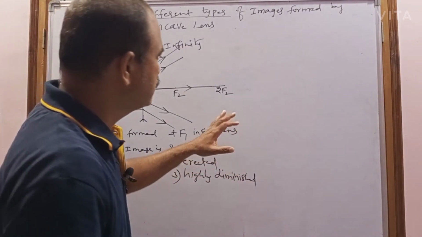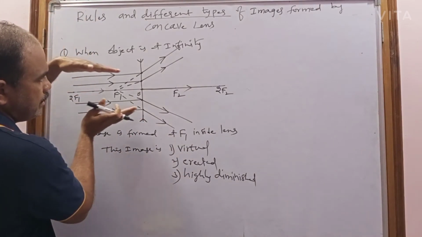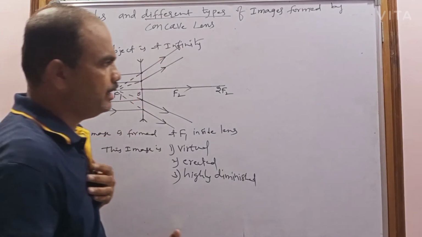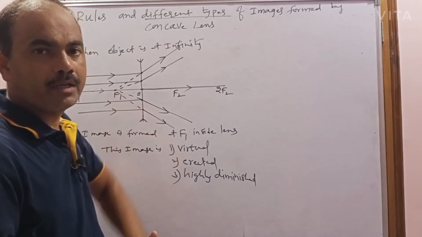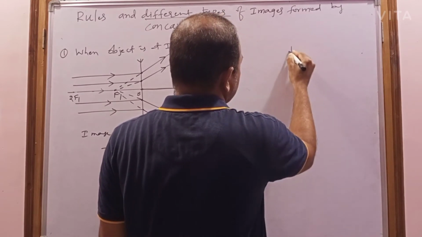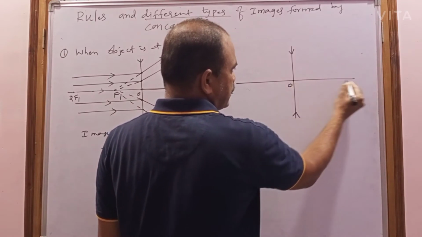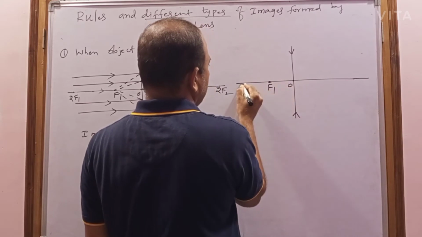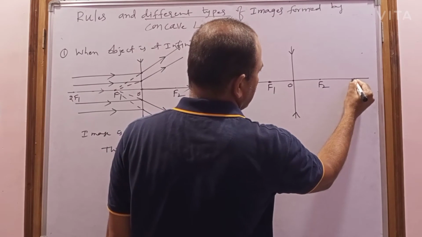Now coming to the second case. In the first case the incident rays are parallel to each other and parallel to principal axis when the object is at infinity. In the second case, they may not be incident parallel to principal axis; they may be incident making some angle with the principal axis. Now this is the concave lens, this is the principal axis and this is the optic center. Consider this is F1 and this is 2F1, this is F2 and this is 2F2.